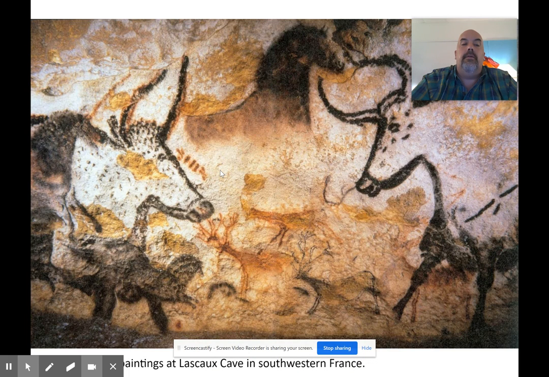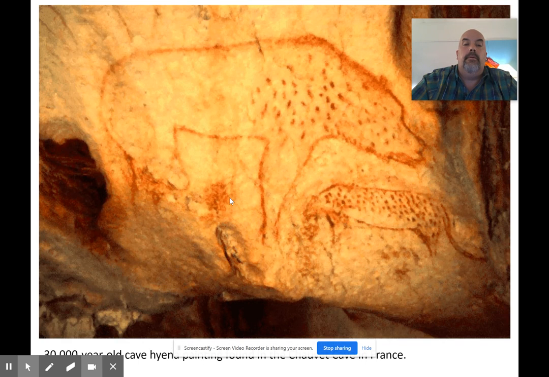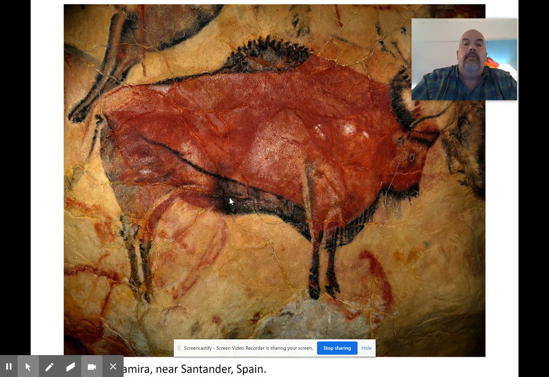There's another cave painting. That's in southwestern France. I believe that's about 20 to 30,000 years old. Some more right there. Highly developed. Hyenas. Probably a water buffalo, some kind of bison.